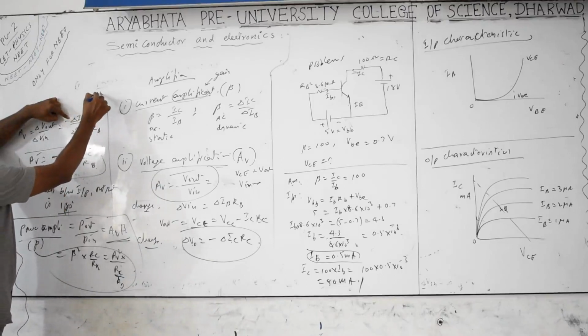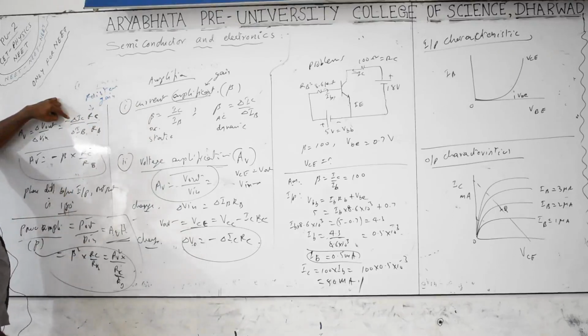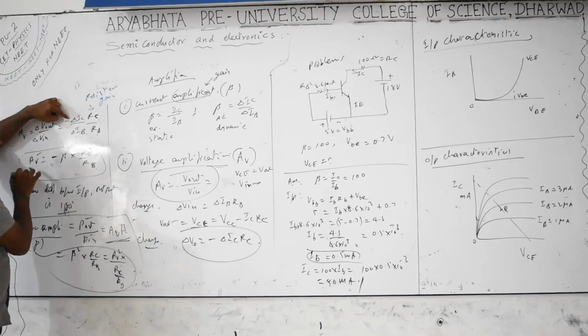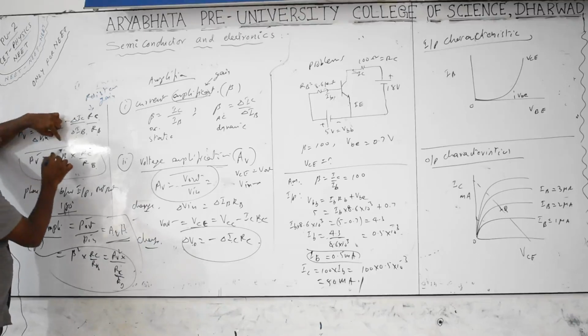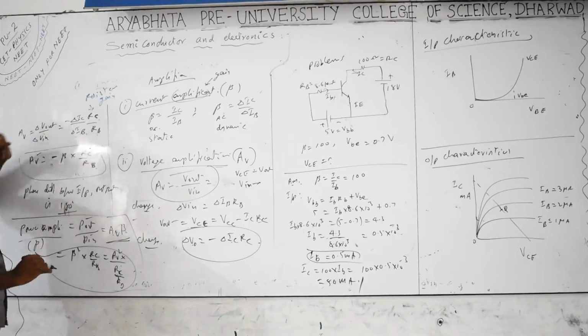It is called resistance gain, current gain into resistance gain. Remember Ohm's law, V equal to IR formula. V equal to IR means voltage gain: you are taking V as voltage gain, I as current gain, R as resistance gain, output resistance by input resistance.